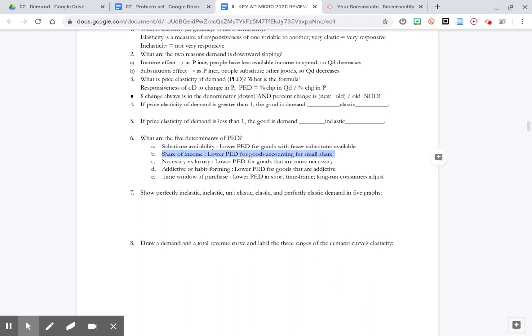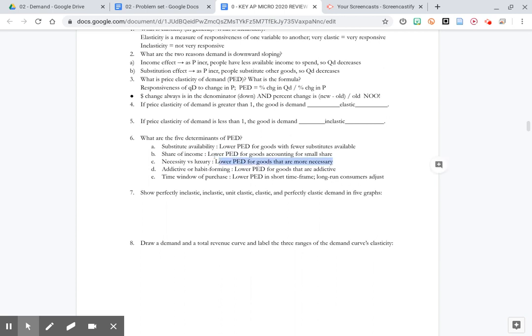Share of income. If it's a relatively small share of your income that you spend on the good, then you won't notice when the price goes up or goes down, so your quantity demanded won't change. So we'd say that it's a relatively lower PED. That's because it's a low elasticity value. It's pretty inelastic.